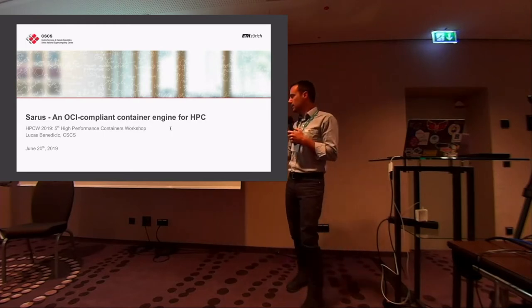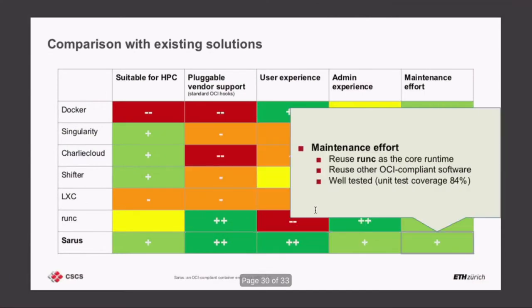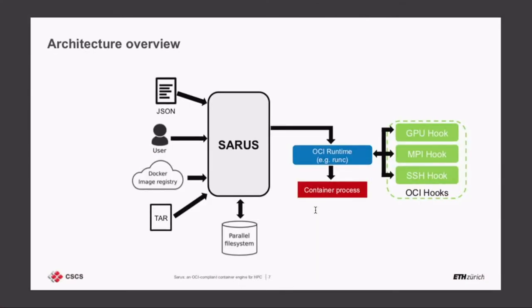I will now go quickly to the last slide, so I will show you the architecture first of all. What Sarus does is prepare the HPC environment for an OCI runtime. In this case we are using runC. Sarus prepares the JSON bundle, connects to the Docker registry, and prepares the environment together with the workload manager. In our case, we have a Cray with Slurm at CSCS.